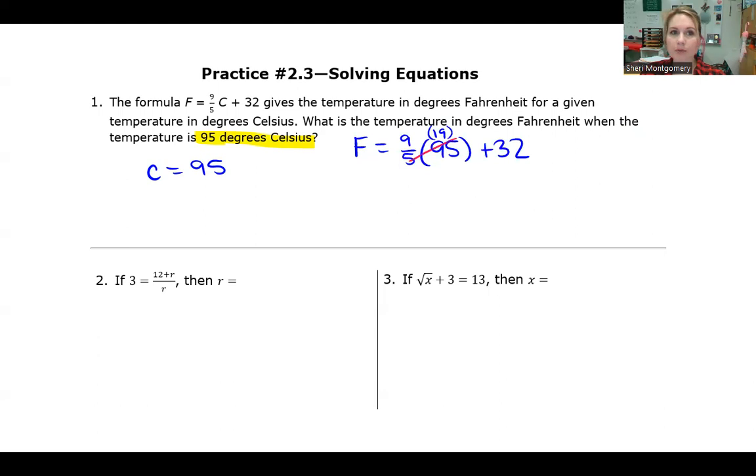So let's multiply that. We've got 9 times 19. Very good. And we have 171 plus 32. Very good, Juliet. We get 203 degrees Fahrenheit. So we get 203 degrees Fahrenheit.